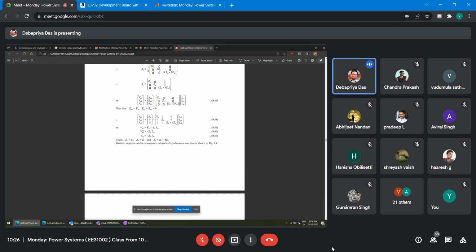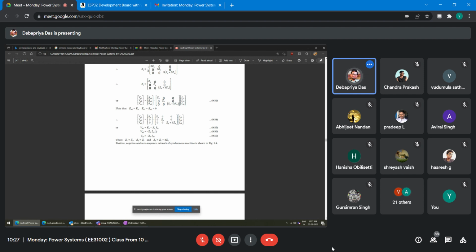Therefore Va1 will be Ea minus Z1 I1, Va2 will be minus Z2 I2, and Va0 will be minus Z0 I0. Now Z1 is equal to Zs, right? Z2 is equal to Zs, and Z0 is equal to Zs plus 3Zn, right?